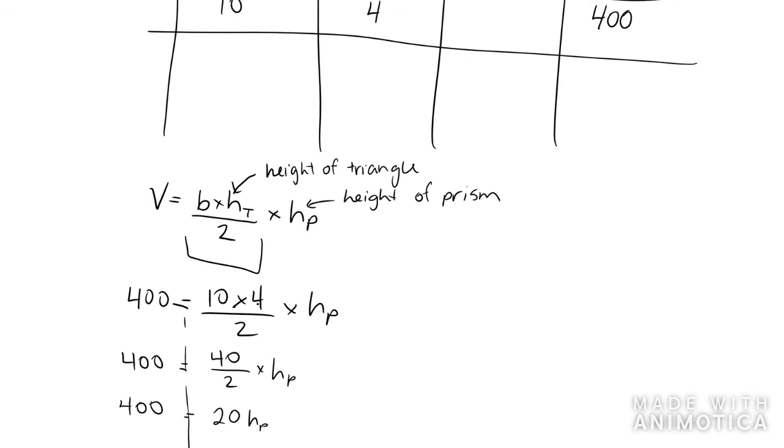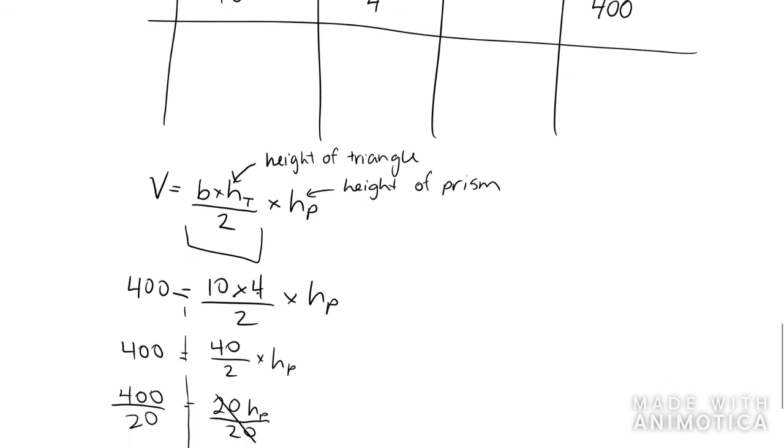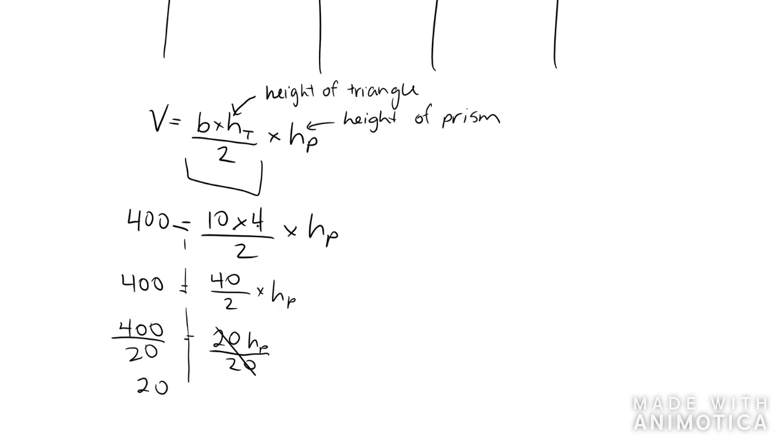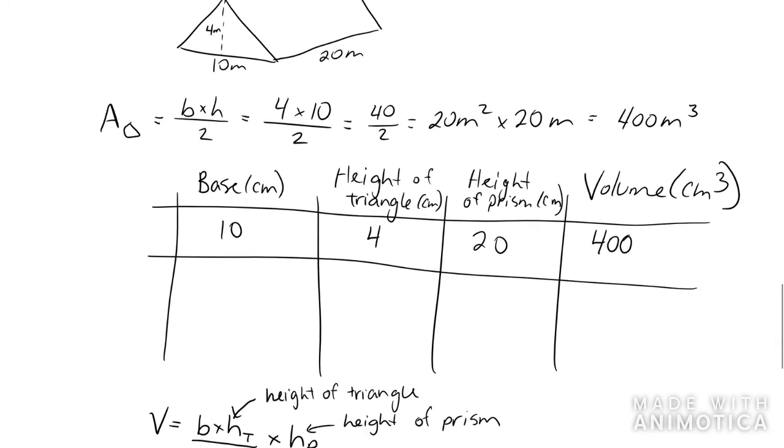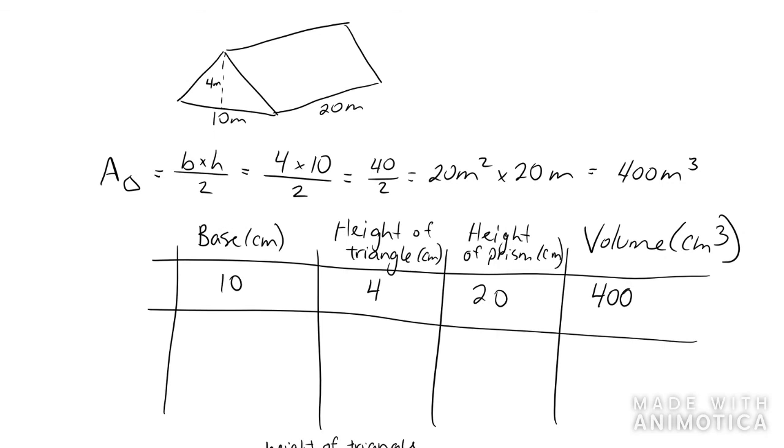So now we want to isolate this by itself. So how do we do that? This is going back to what we did before. What's the opposite of multiply? Divide. We do it to one side, we do it to both. 20 divided by 20 gives us 1, so we don't have to worry about it. Now 400 divided by 20 gives us 20. So the height of the prism is 20 centimeters. And if you look at that first example, we were given 4, 10, and 20. So we do know that that's right.